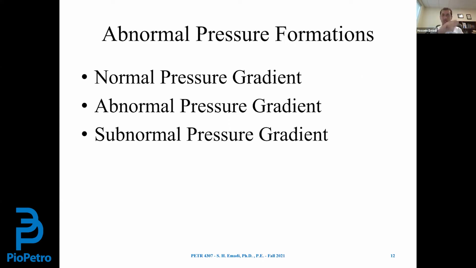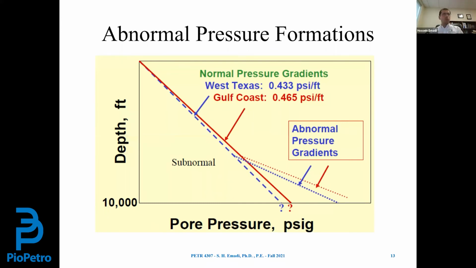We see a straight line, which basically tells us about the normal pressure gradient. And this blue dashed line is for West Texas. As you can see, the normal pore pressure gradient is 0.433 psi per foot, and the solid red line is 0.465 psi per foot for the Gulf Coast, Gulf of Mexico.